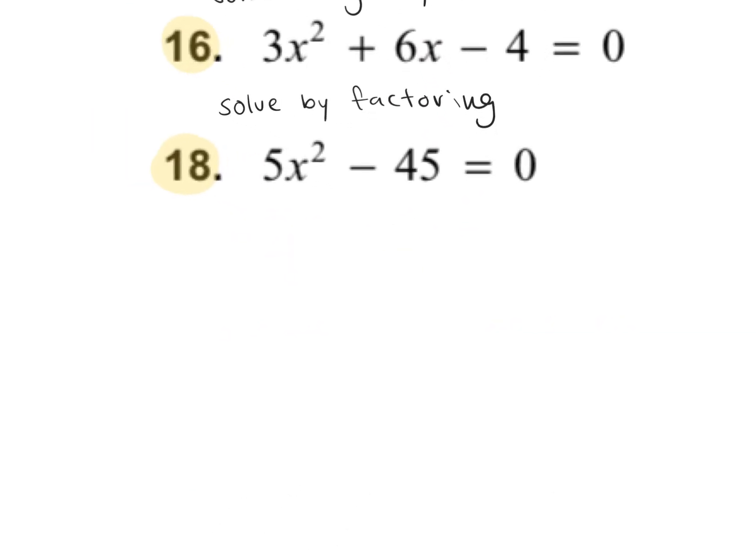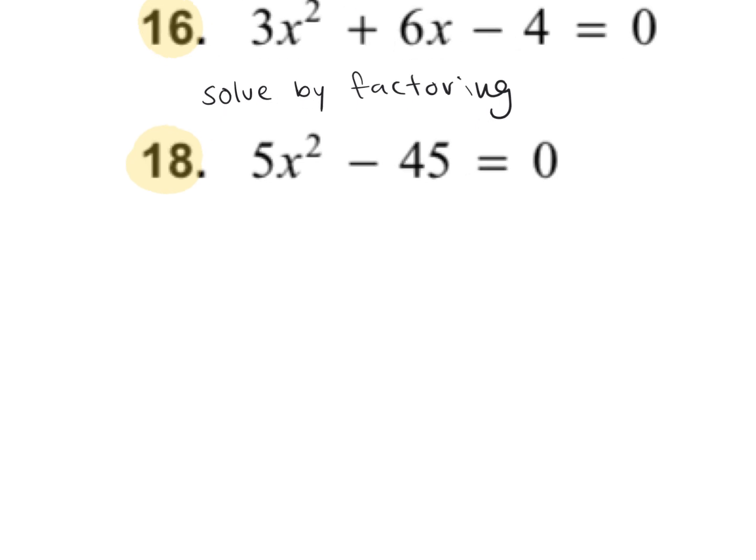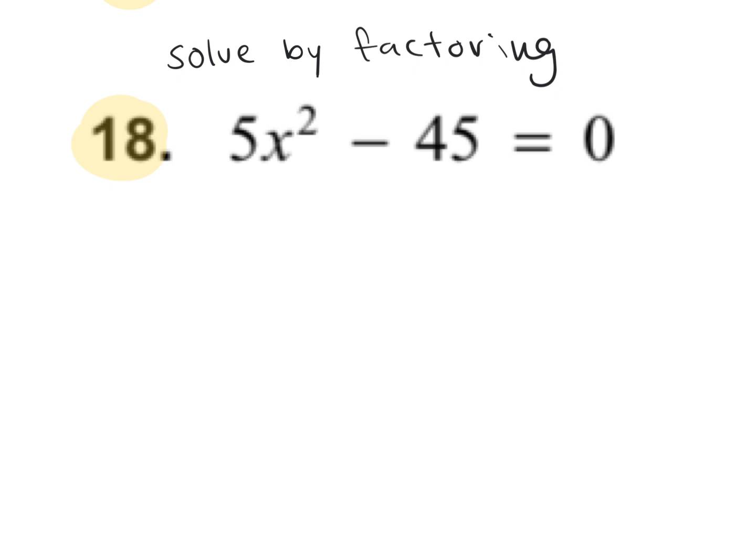So 18 says solve by factoring. What could we do first here? If I have two terms, what am I going to look for to factor? A GCF. Do I have a GCF? What's our GCF? If our GCF is just a number, you can divide everything by that number and get rid of it. You don't need it in your question. Just divide everything by your GCF, make the numbers smaller to help you out.